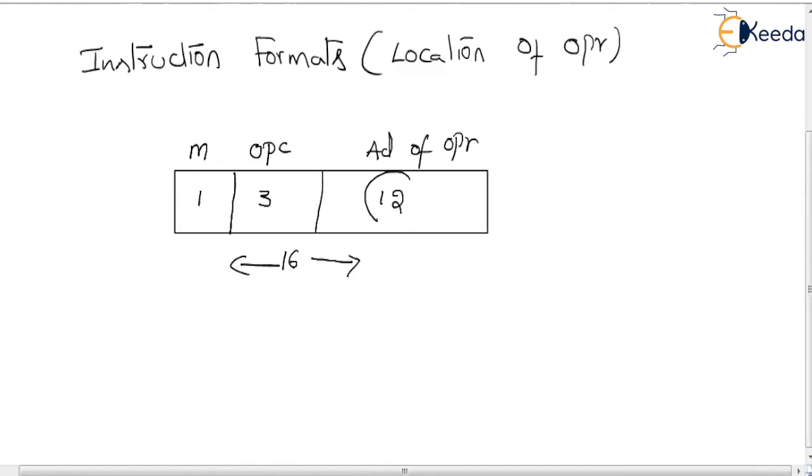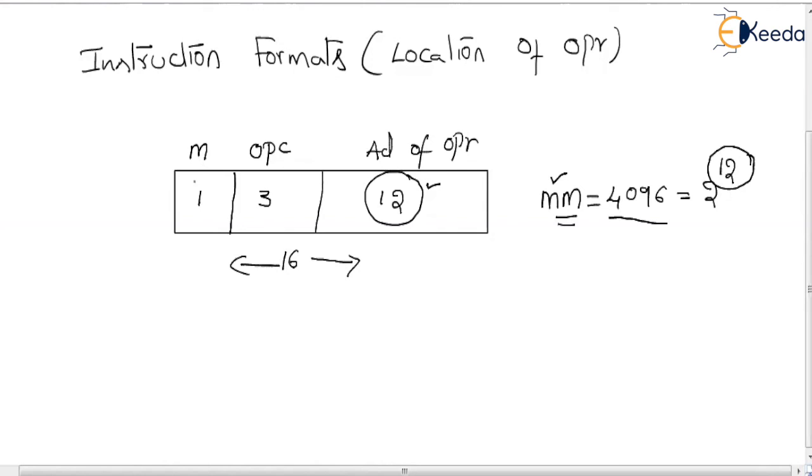This is 12 digits for address because our main memory size is equal to 4096. We designed this main memory in one of the initial classes. In the system that we are designing, we are using a main memory of size 4096 words, which is equal to 2 power 12. So we require 12 address bits in order to represent any memory location. So the address part is equal to 12.